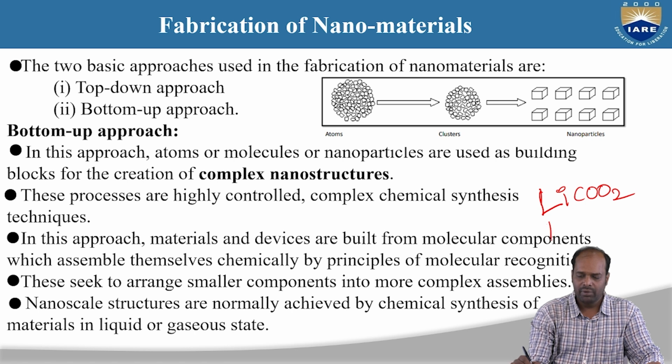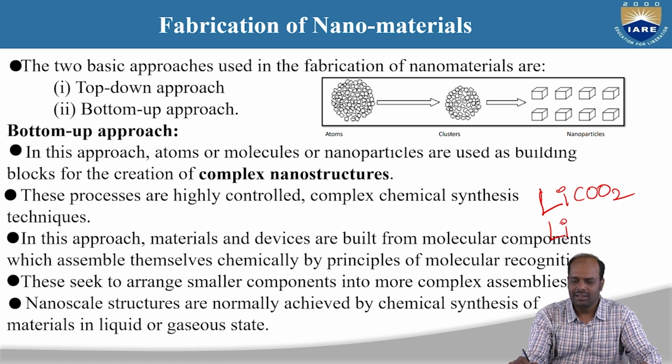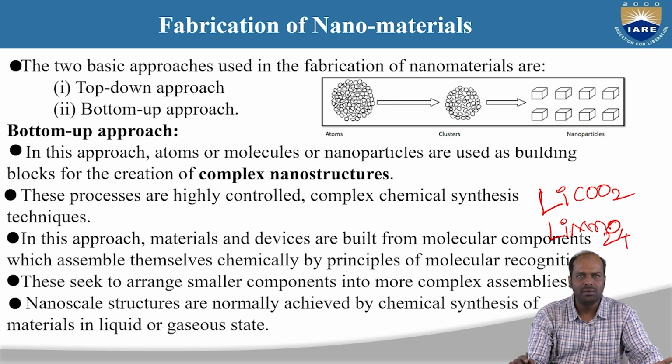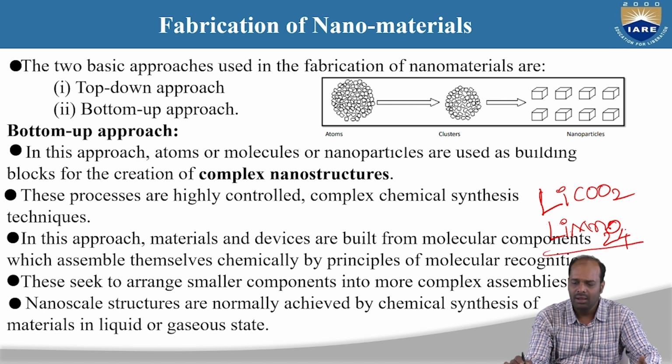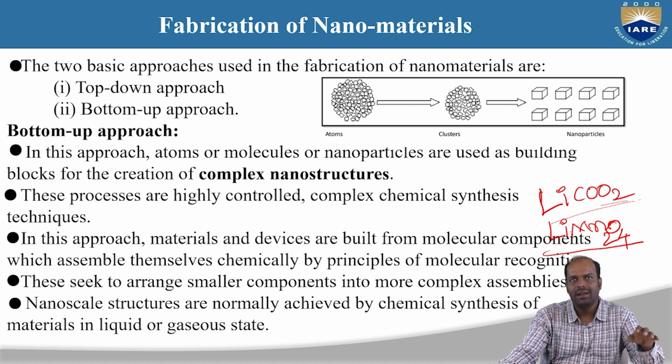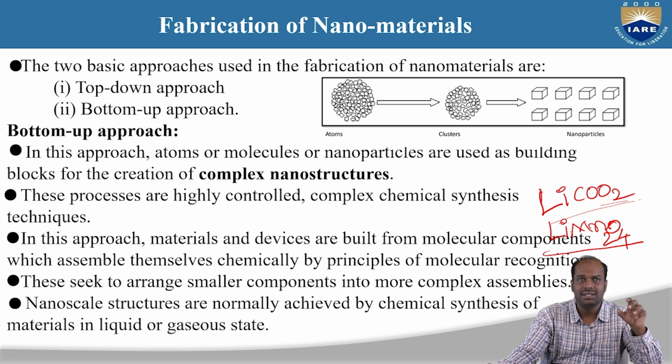In case we want lithium manganese oxide, what are the precursor chemicals? Lithium nitrate and manganese acetate. So based on certain calculations with these precursor chemicals, you can prepare the compound. Here we are taking the synthesis materials, and based on that, we construct whatever compound we want. That particular compound we synthesize in the bottom-up approach.